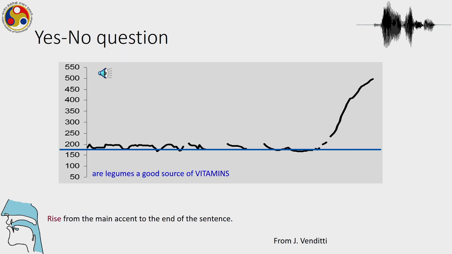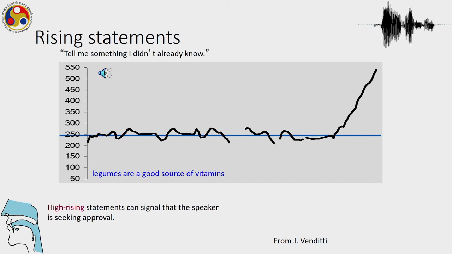We can also ask a yes-no question and not a statement. And when it is not a statement and you're asking a question, you have the rise from the main accent to the end of the word. Are legumes a good source of vitamins? So there is a subtle difference between this one and this one. And legumes are a good source of vitamins?